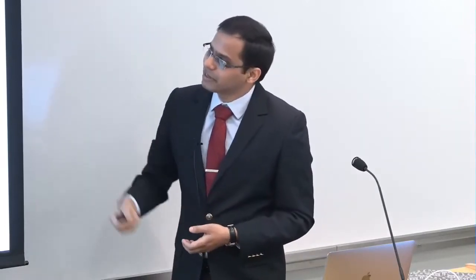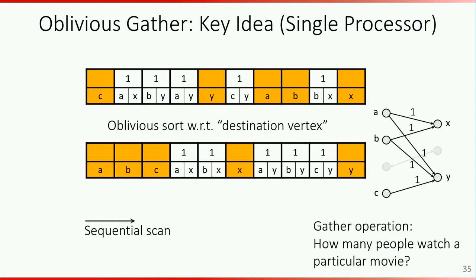The first step that I'm going to do in this process is to sort this data using an oblivious sort operation in such a way that a vertex is preceded by all of its incoming edges. So you're going to see vertex X being preceded by edges AX and BX. An oblivious sort operation, by definition, is data-oblivious, so it does not reveal any information about your data.